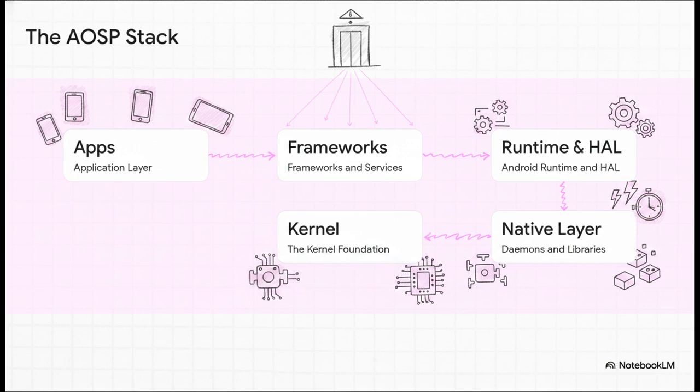So with that context out of the way, let's step fully into our elevator. We're about to pass through 5 distinct structural layers on our descent to the metal. Step 1, apps. Step 2, frameworks. Step 3, runtime and HAL. Step 4, daemons and libraries. And finally, Step 5, the kernel. Keep this visual map in the back of your mind as we drop through each level.